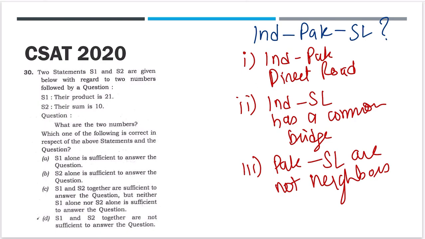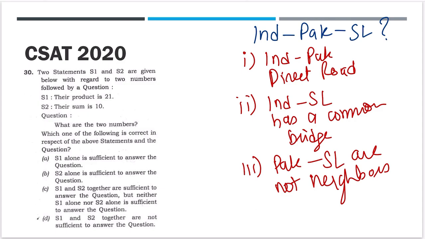Neighbors means, just like the original location, three adjacent countries, as you can think of in real geography. To conclude this, first, India and Pakistan have a direct road between them. This means obviously they are connected by road. I'm not going by there being a country between them. Suppose they have a direct road between them.